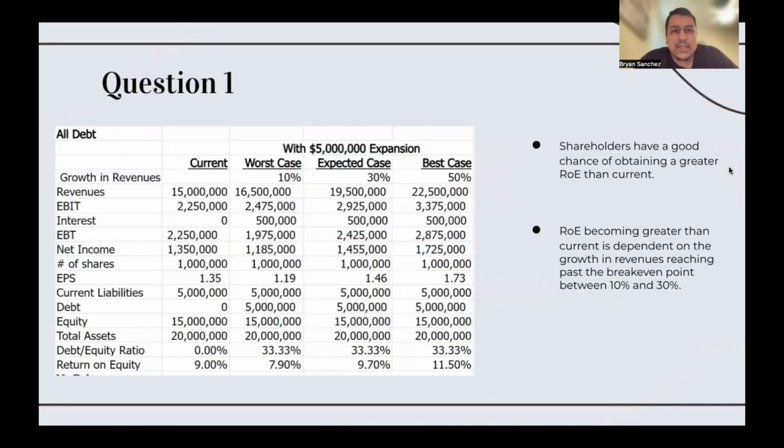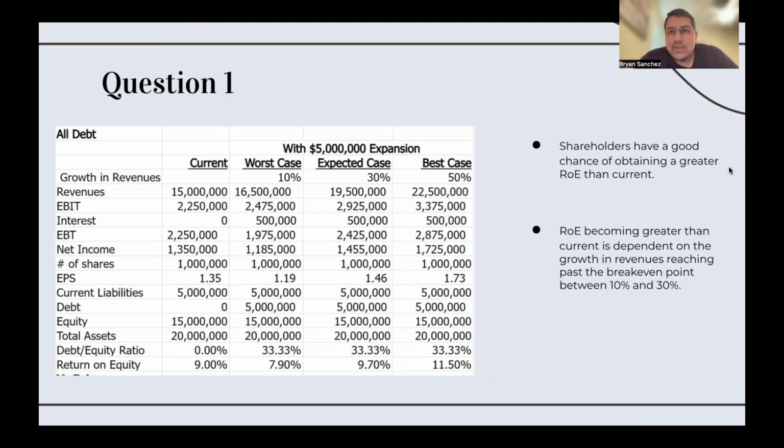So question 1 asks us, if Norton Electronic Incorporated were to raise all of the required capital by issuing debt, what would be the impact on the firm's shareholders? With this situation, the main differences between the current option and the new cases is that there is now growth in revenues as well as a $500,000 interest expense, which leads to the change in net income.